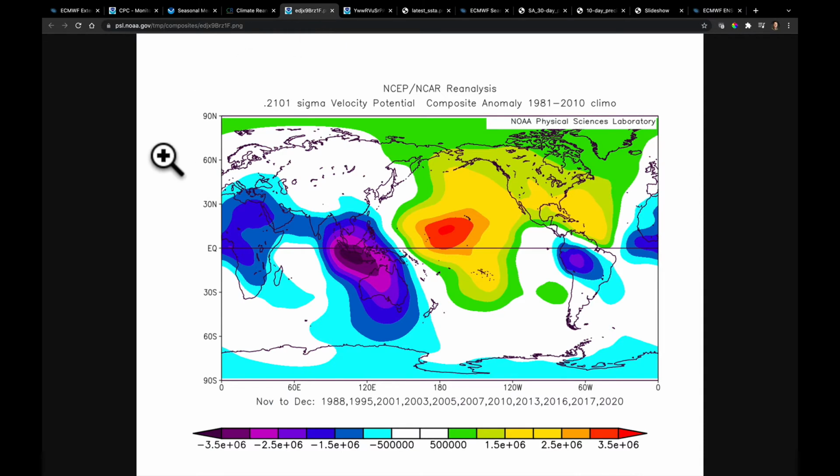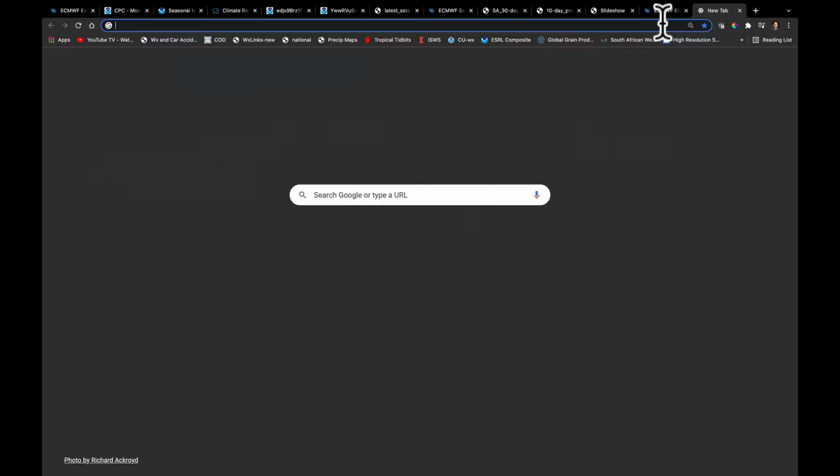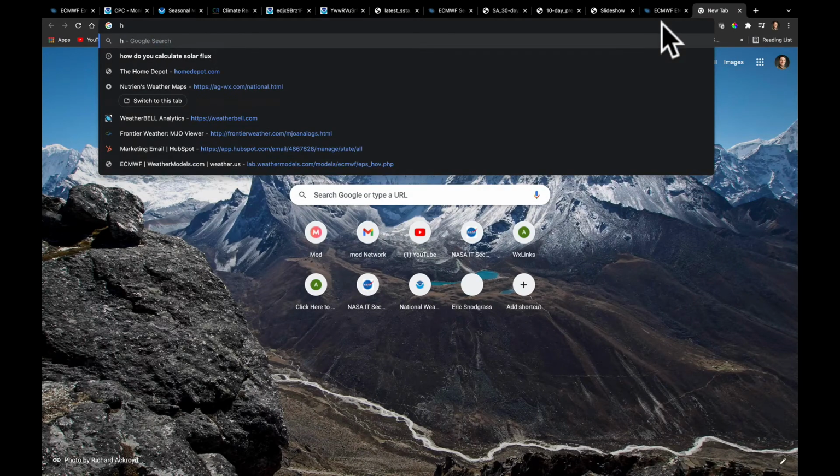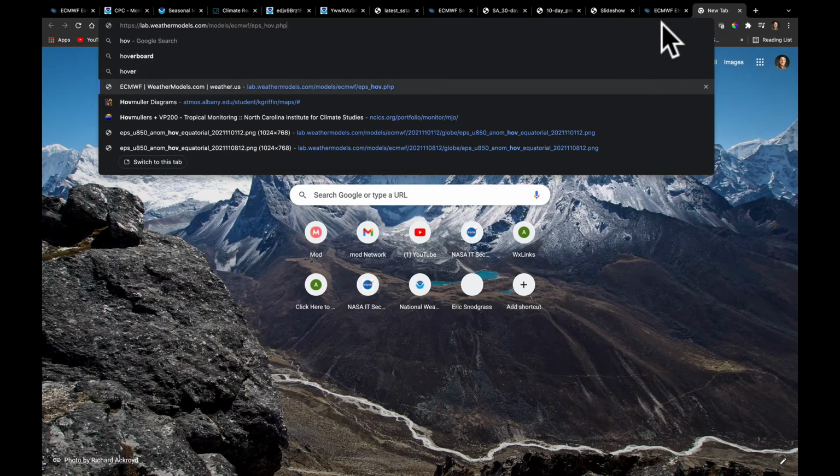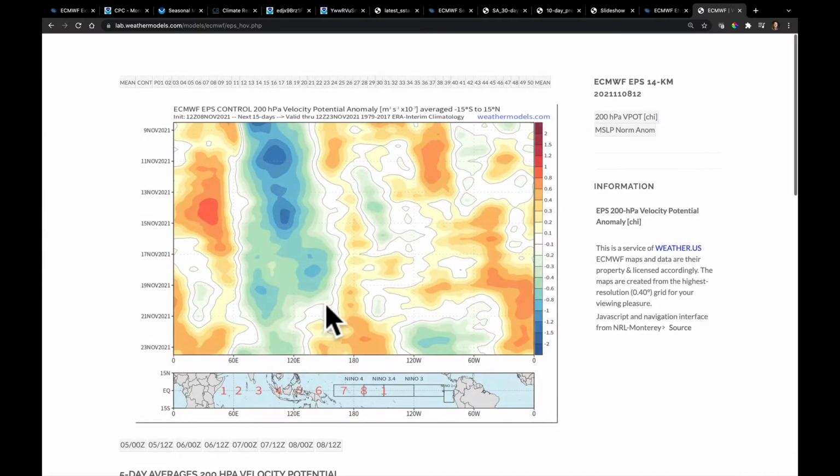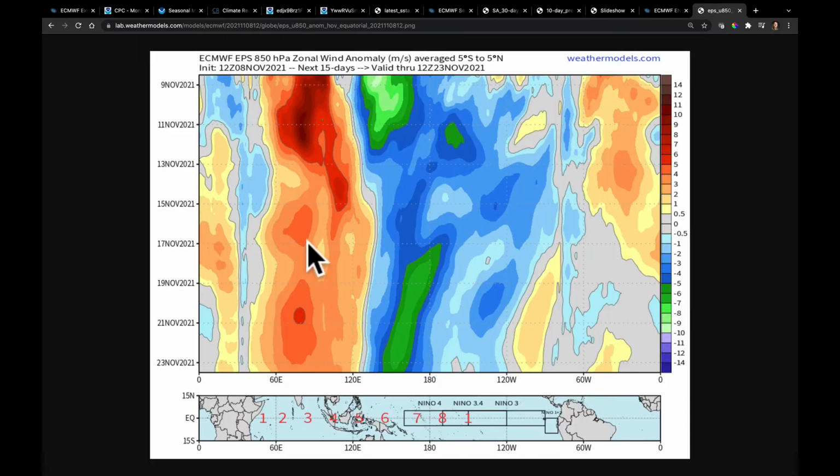First of all, I see that the MJO needs to spend a lot of time here, just north of Australia. That's about phase 5. And what's interesting about that is we look out there. In fact, let's just pull this up real quick. I'll pull up a Hovmöller diagram from the European model here. And we will see that that's really what's going to happen.